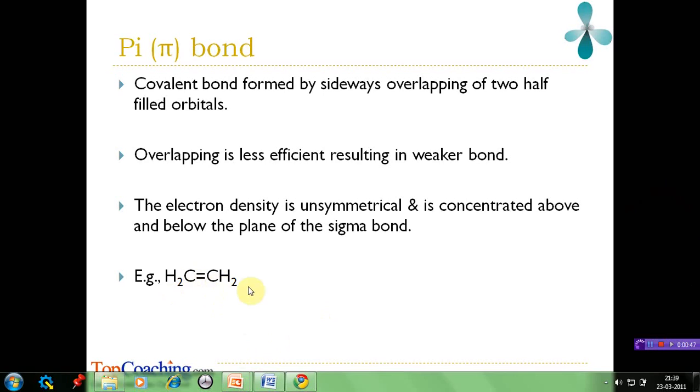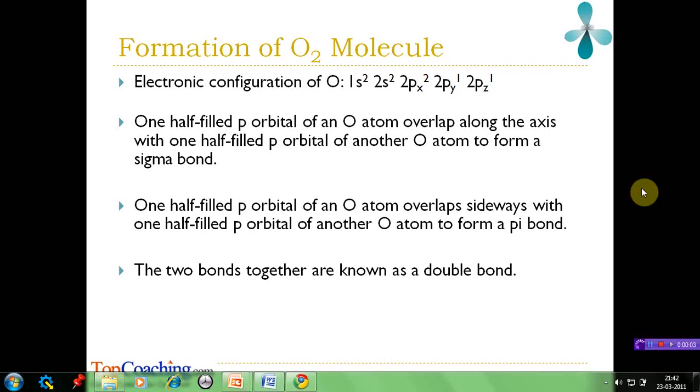Example is ethylene, that is C2H4, in which this double bond is formed by one sigma bond and one pi bond. When we go through the hybridization in this molecule, we'll learn how exactly this bond is formed. Now, just to get an idea of how atomic orbitals overlap to give rise to a bond, let's take the example of oxygen molecule. We know that the oxygen molecule is formed by two atoms of oxygen.